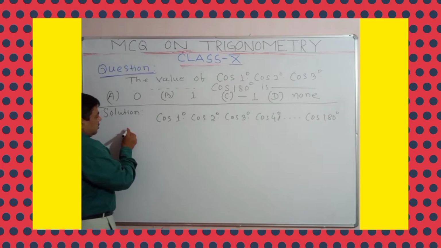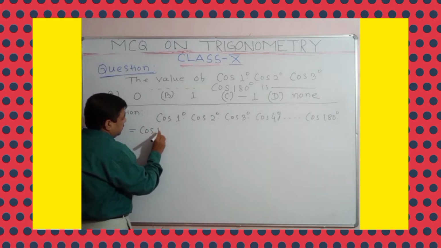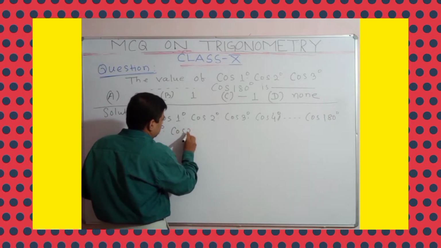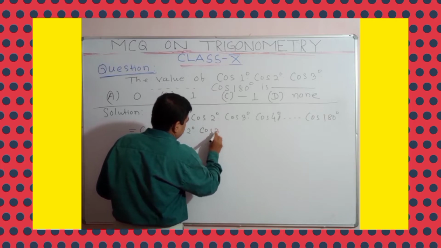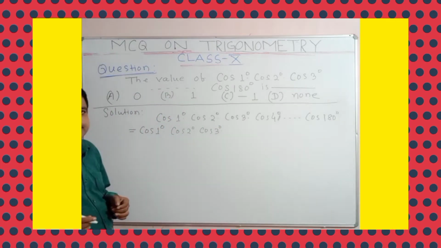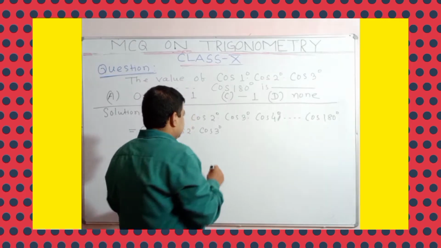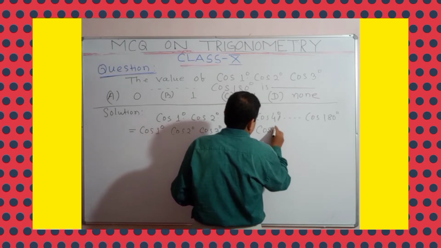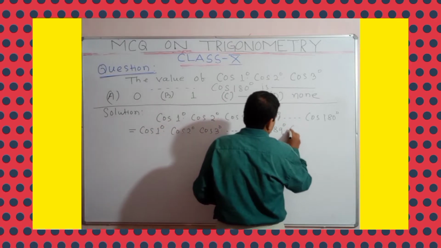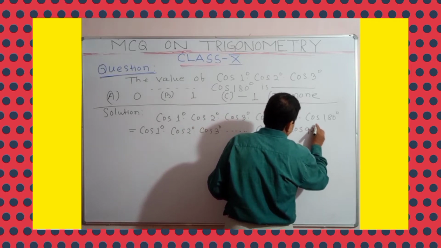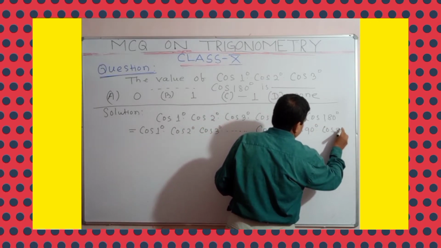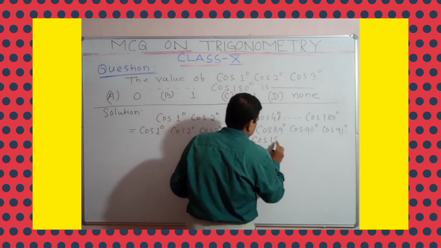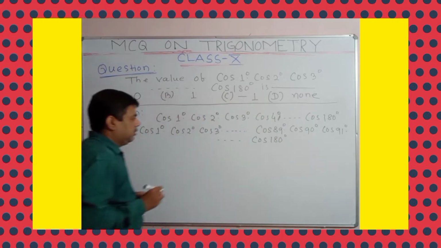Understand? And you see cos 1 degree, cos 2 degree into cos 3 degree. Understand what to do? Yes, cos 4 degree, up to we can continue cos 89 degree into cos 90 degree into cos 91 degree, up to we can continue cos 180 degree. Can you write or not?